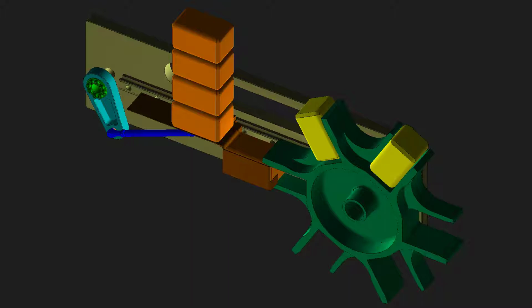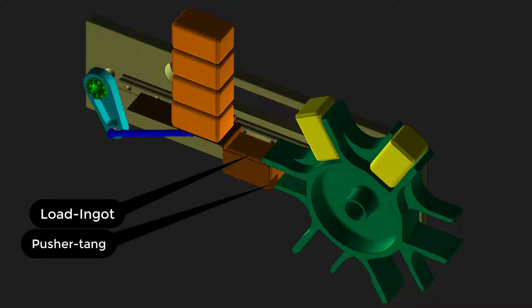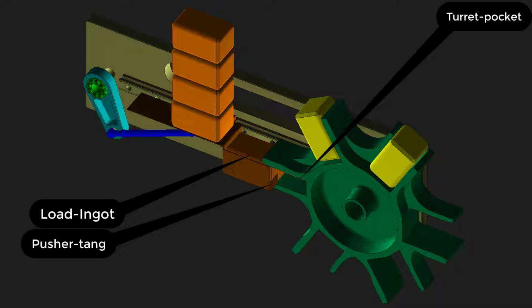We must name some parts for clarity. So there's the load ingot. This is the ingot which will be operated on during the machine's cycle. The pusher tang, a folded steel tang that controls the deceleration of the load ingot. The turret pocket, this is the scallop on the turret that controls the load ingot during the turret index segment.